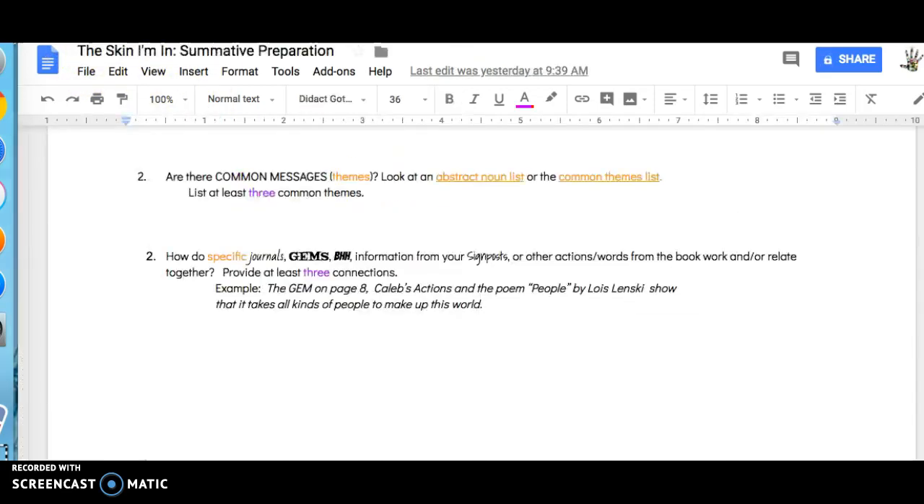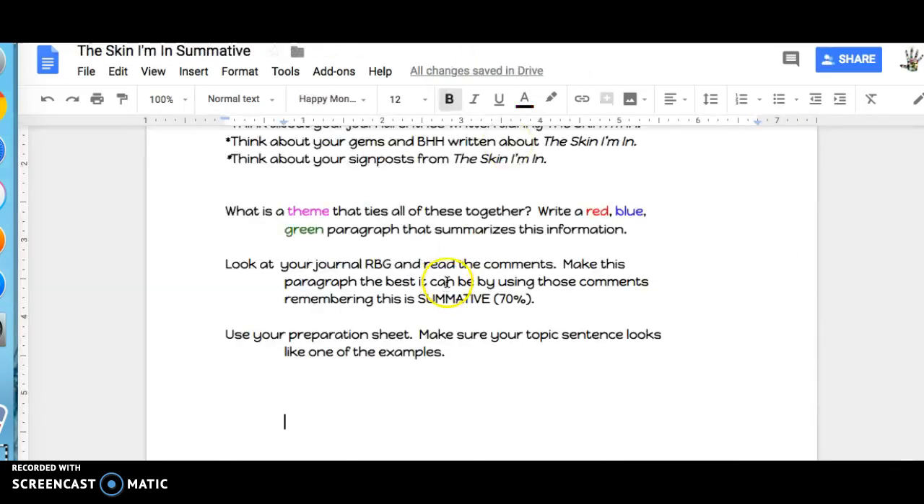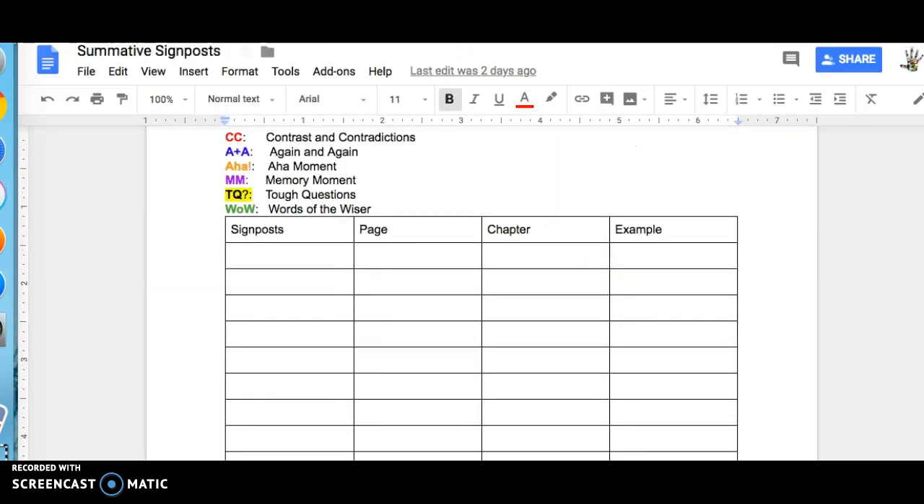These 2 things need to be finished first. Your red, blue, green paragraph and your summative signpost. You only have this class period to work on them. When you are done with that, you have another assignment.